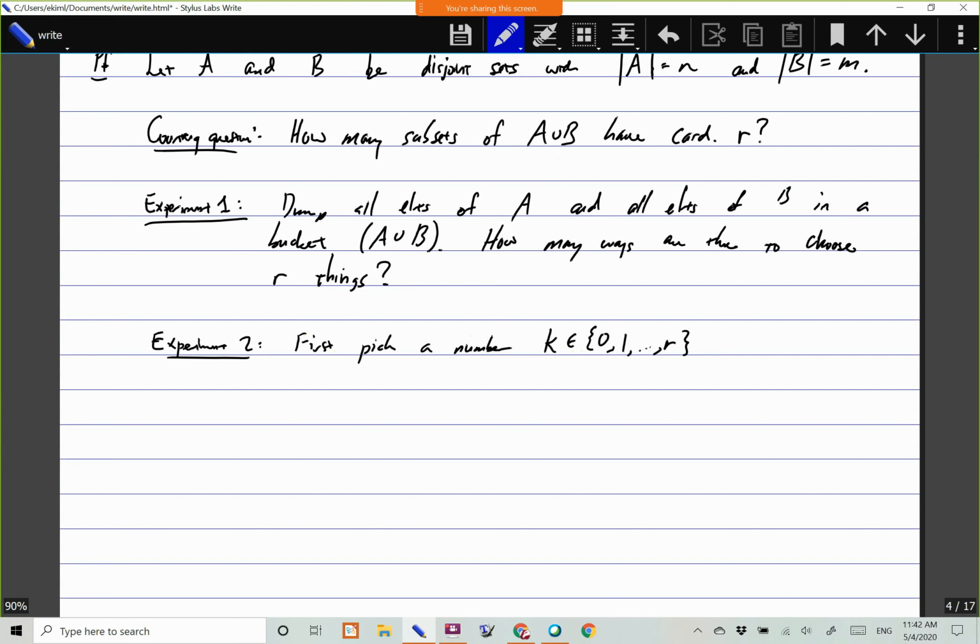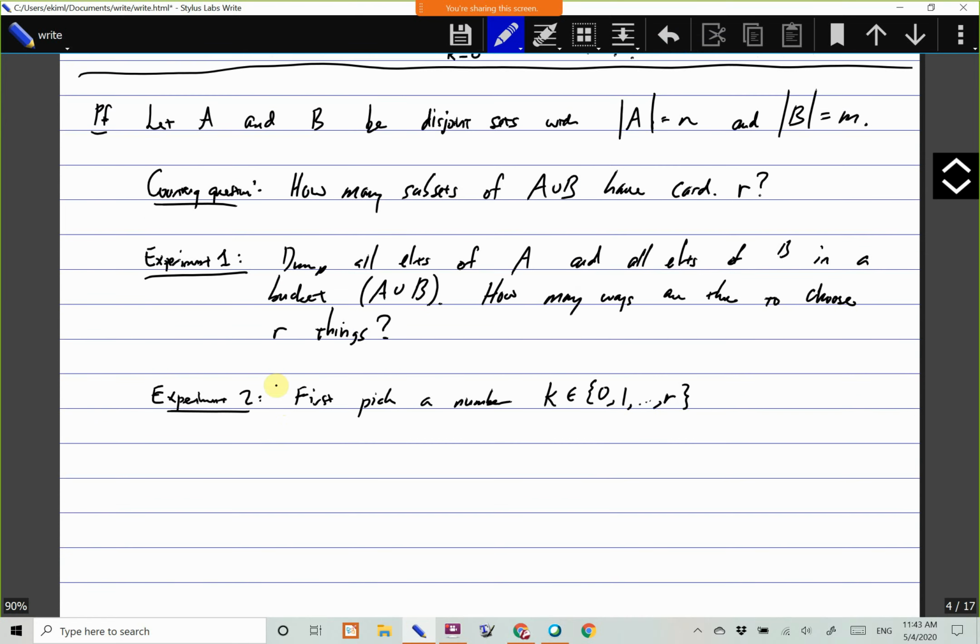Okay, so then what I'd like to, and by the way, we're going to run this experiment here. I know I'm just saying for a fixed k right now between 0 and r, but we're going to run this experiment for every possible one of these numbers between 0 and r. I just want us to think for a moment, pretend that k is a fixed number like 2 or something. So then, how do you create a subset of A union B with cardinality r?